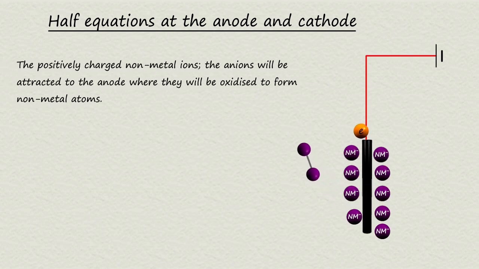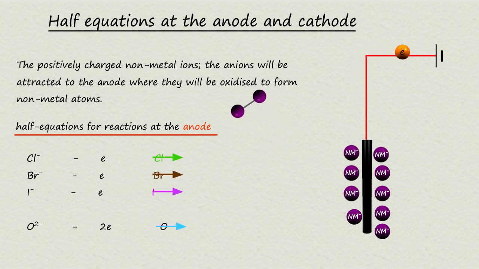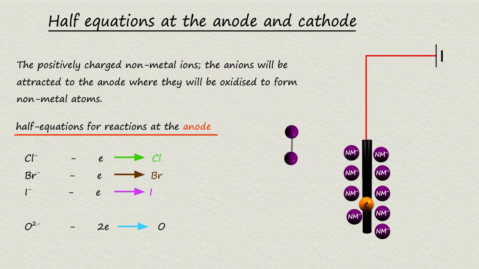Right, now the positively charged anode will attract the negatively charged non-metal ions, or anions as they are often called. Most of the anions that you are likely to meet will be the halide ions, that is chloride ions, bromide ions and iodide ions, and you could also meet the oxide ion O2-. These anions or non-metal ions will all lose electrons when they reach the anode and will be oxidized to form non-metal atoms. The half equations shown illustrate these oxidation reactions which take place at the anode. However, a complication is that most of these gases produced at the anode are diatomic, and so each of the half equations will need to be multiplied by 2.